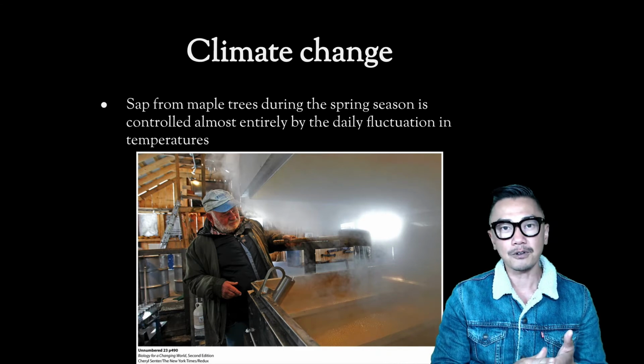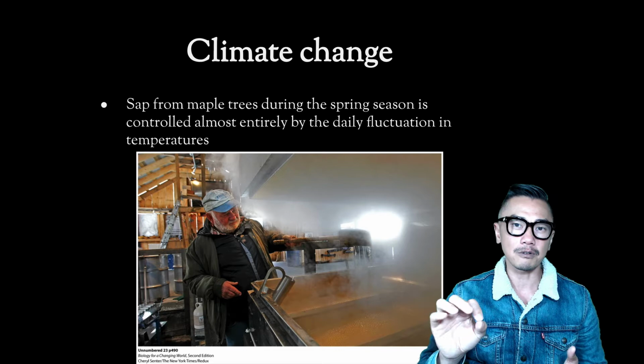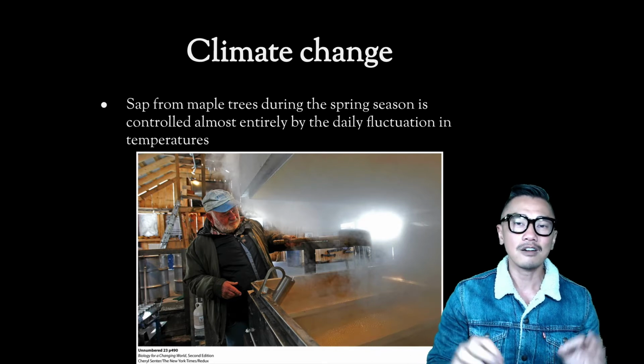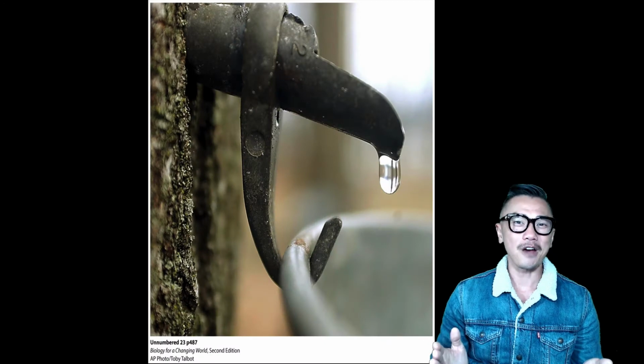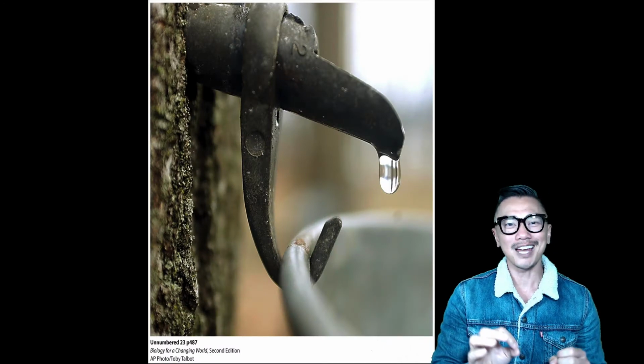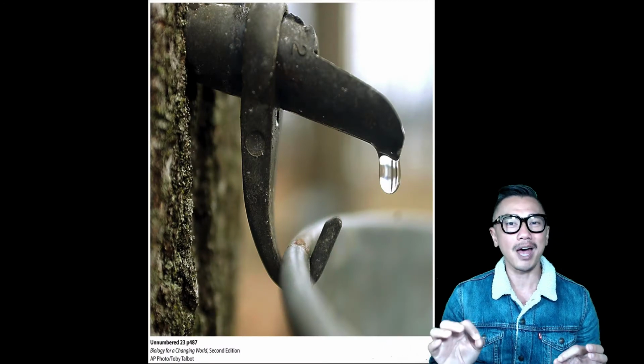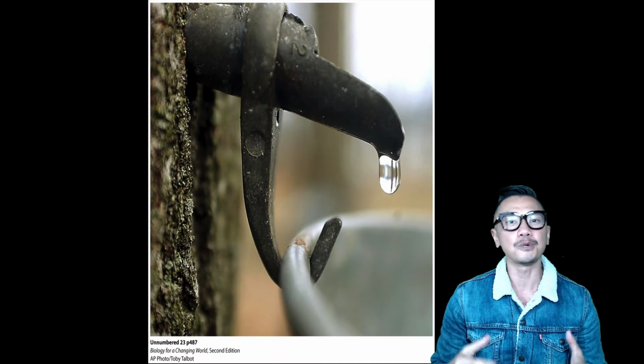The man in this photograph is producing maple syrup from evaporating water from maple tree sap. In this photograph, a maple tree on the left has been tapped, and you can see sap dripping from the tap into a collection bucket.